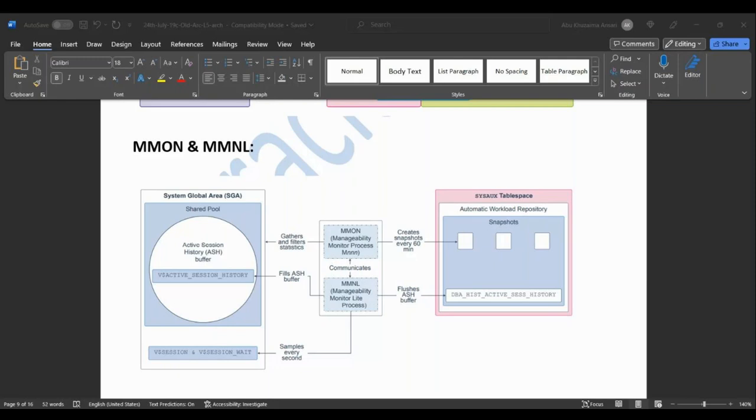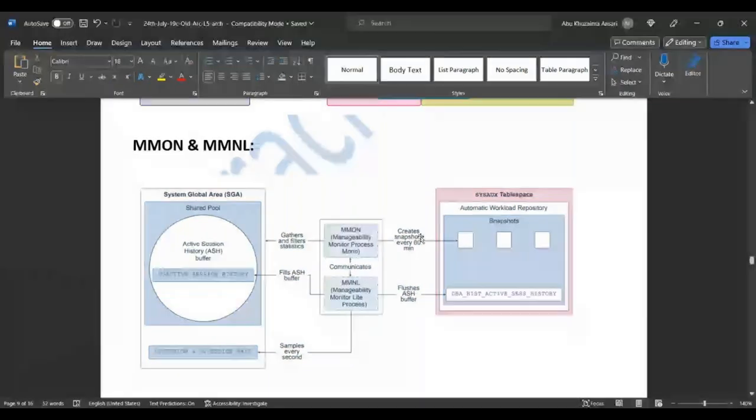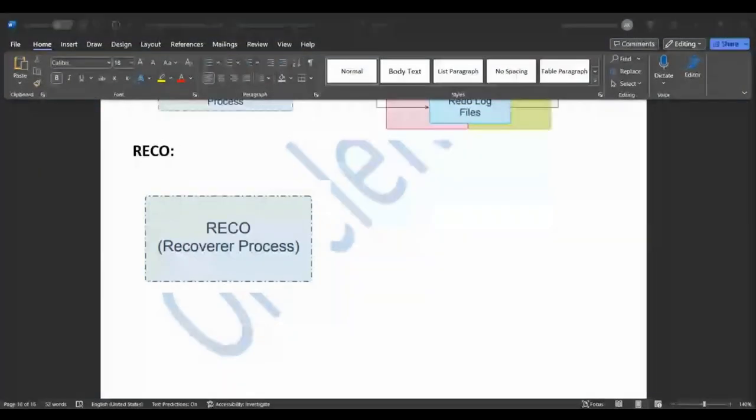Now come to the RECO process. So let me move further. What is the work of RECO? Anyone? So RECO is a background process which comes into play in a distributed transaction, and due to network or system failure, that transaction is pending. So this process will come and resolve that failed distributed transaction.